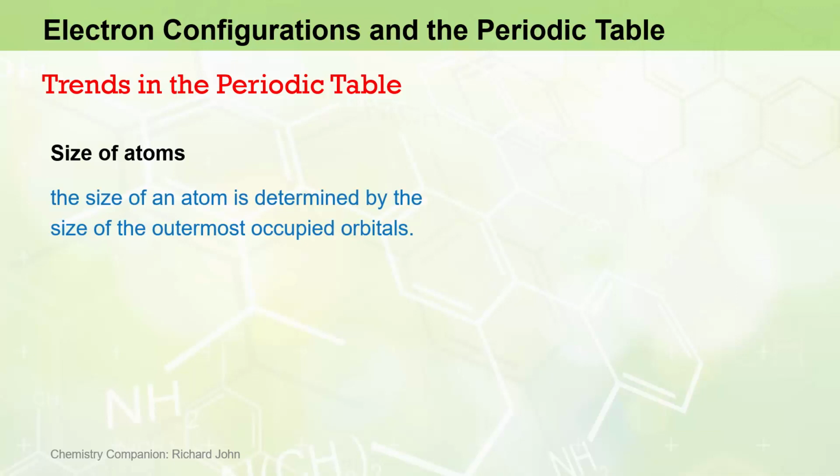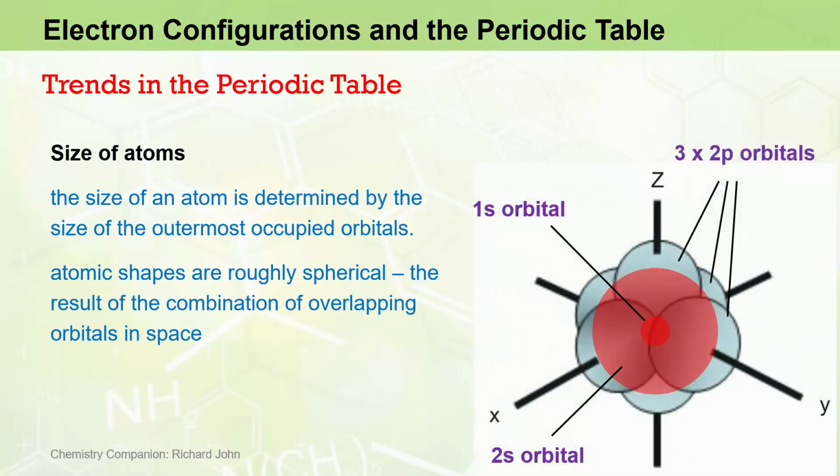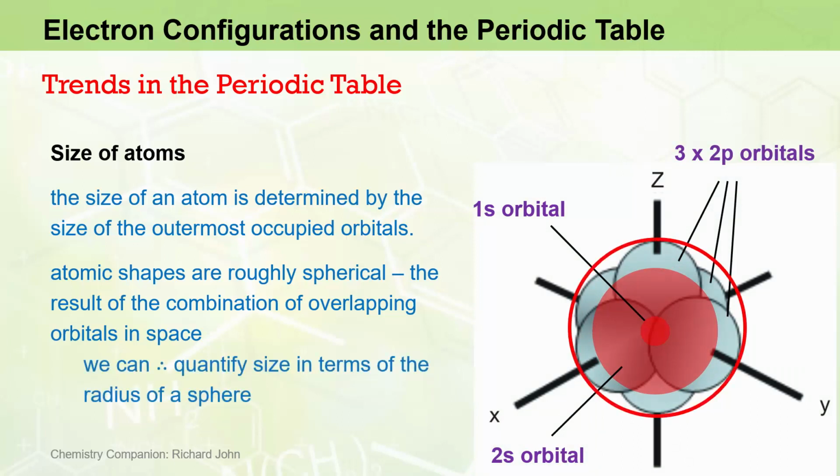Roughly speaking, the size of an atom is determined by the size of the electron cloud and therefore by the size of the outermost occupied orbitals. The quantum mechanical description of atoms suggests that their shape is roughly spherical, the result of the combination of overlapping orbitals in three-dimensional space. For example, a 1s orbital overlaps with a 2s orbital, which overlaps with the three 2p orbitals, to produce a roughly spherical shape. We can therefore quantify atomic size in terms of the radius of a sphere.